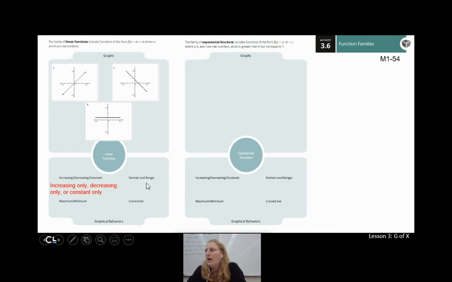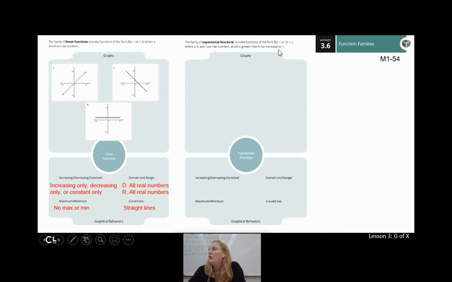My domain and range are all real numbers, forever right, forever left, forever up, forever down. Unless you're constant, you don't go up or down at all. Maximums and minimums: there's no maximum or minimum. It goes up forever, down forever. So no maximum or minimum on my linear functions. And they make straight lines.